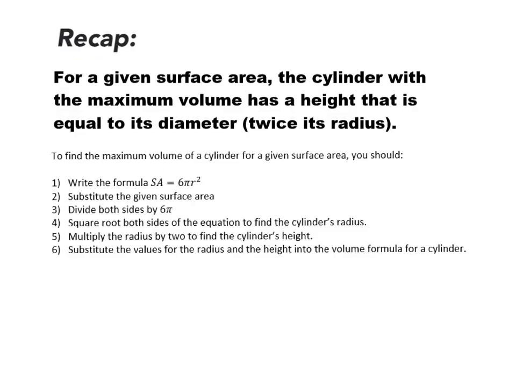For a given surface area, the cylinder with the maximum volume has a height that is equal to its diameter. That is, the height is going to be equal to twice its radius. To find the maximum volume of a cylinder for a given surface area, you should: 1. Write the formula surface area equals 6 pi r squared. 2. Substitute the given surface area. 3. Divide both sides by 6 pi. 4. Square root both sides of the equation to find the cylinder's radius. 5. Multiply the radius by 2 to find the cylinder's height. And 6. Substitute the values for the radius and the height into the volume formula for a cylinder.